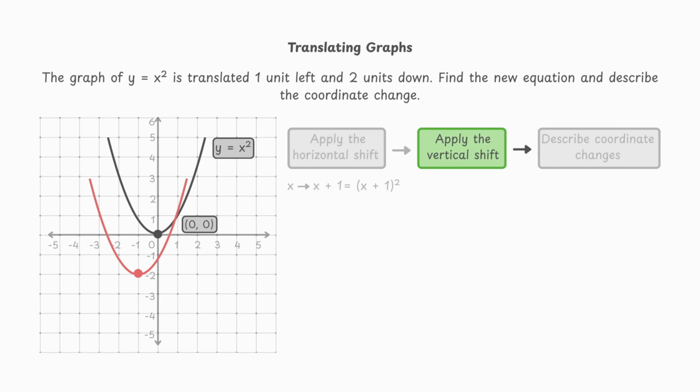Next, apply the vertical shift. We are moving 2 units down, so we subtract 2 from the whole expression. This gives us y equals (x plus 1) squared minus 2. This is the new equation.